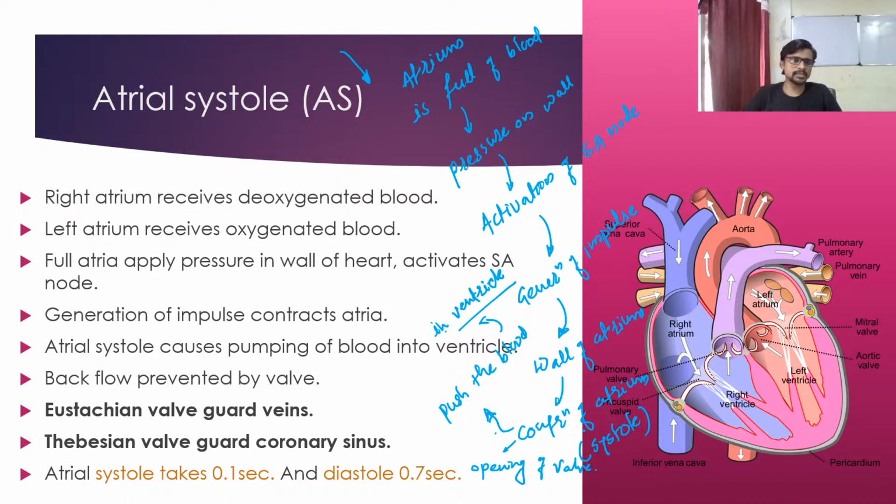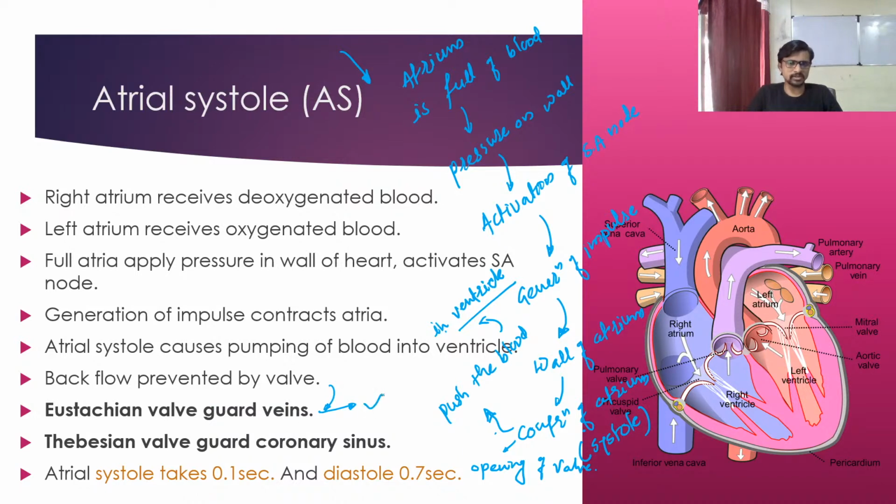Now we are moving through the concepts today. Backflow is prevented by the Eustachian valve, so that there is no chance of backflow. Backflow means the blood moving toward the vena cava and the pulmonary vein again. This type of backflow is guarded by different valves. The Eustachian valve guards the veins, and the Thebesian valve guards the coronary sinus.